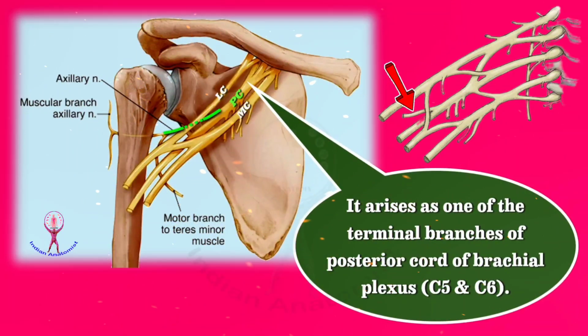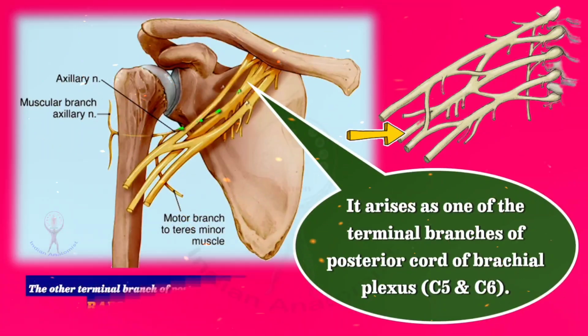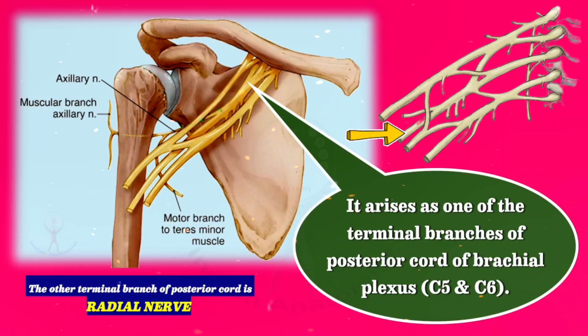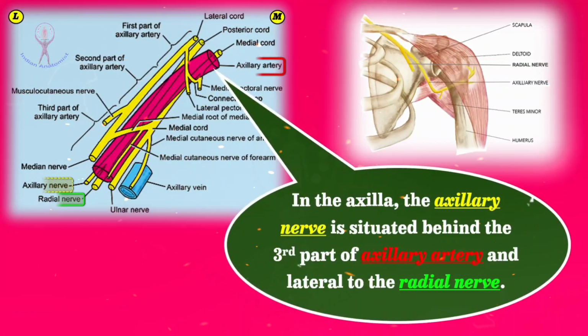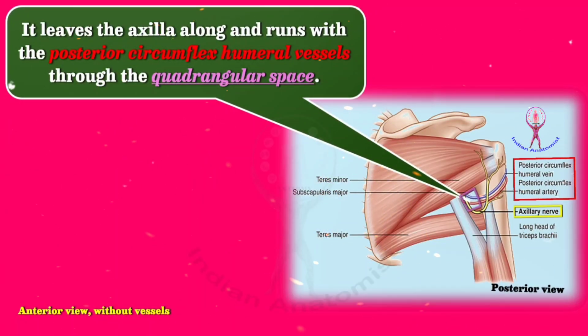The given image shows the course of the axillary nerve. The dotted line represents that the axillary nerve passes behind the lateral cord from medial to lateral. What is the other terminal branch of the posterior cord of brachial plexus? It is radial nerve. Let's see the course of the axillary nerve. In the axilla, the axillary nerve is situated behind the third part of axillary artery and lies lateral to the radial nerve. Then, it leaves the axilla and runs along with the posterior circumflex humeral vessels through the quadrangular space.